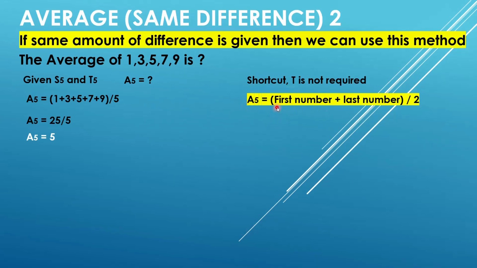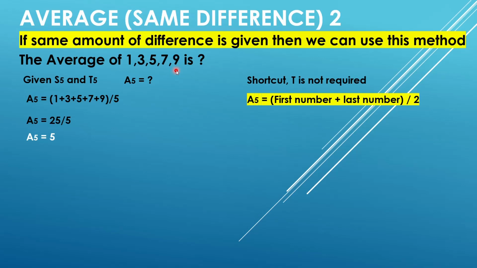Only wherever you have the same difference, like here we have a difference of 2, here a difference of 2, here a difference of 2, and here a difference of 2. If even one number doesn't have the same difference, then you cannot use this method. Like if we have 1, 3, 5, 7 and 11, then also you cannot use this method. For all the places you need the same difference, then only you can apply this.